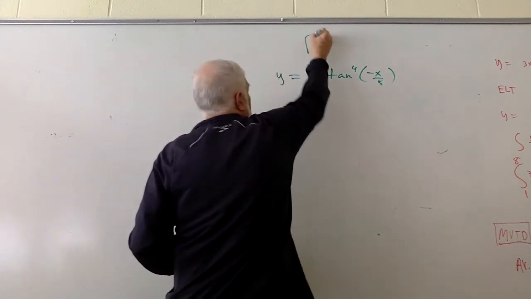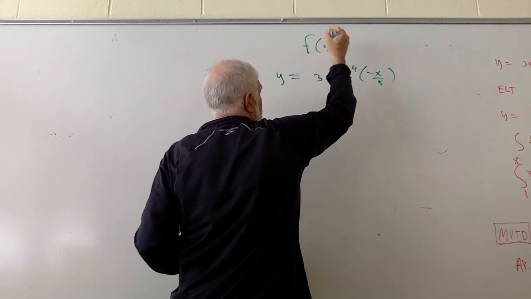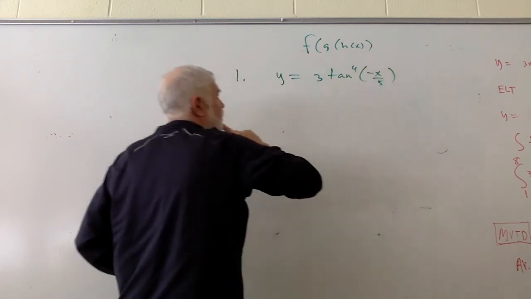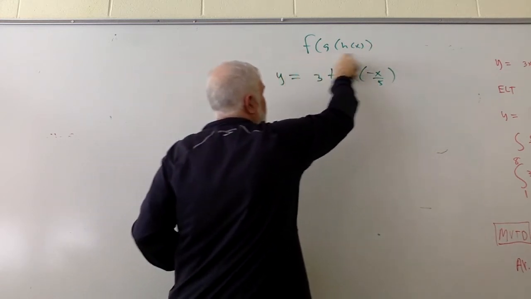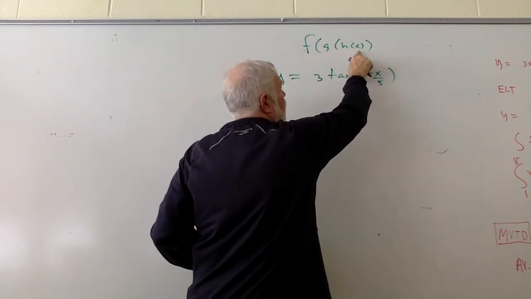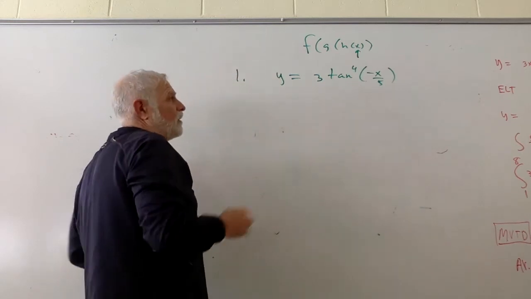This is one of those f of g of h of x problems. So we're going to take the derivative of that, which is f prime of g of h of x, g prime of h of x, h prime of x. And then the last one is the derivative of what's inside, which is 1 in that case.